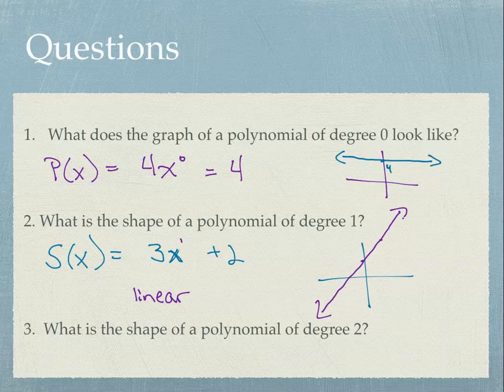Polynomial of degree 2, let's call that r of x. Degree 2 is something like x squared plus 1. Once we start squaring something, what we're forming is a parabola. These are all functions you've seen before. X squared plus 1 looks like this, where the vertex falls on y equals 1. So the shape of a polynomial of degree 2 is a parabola.